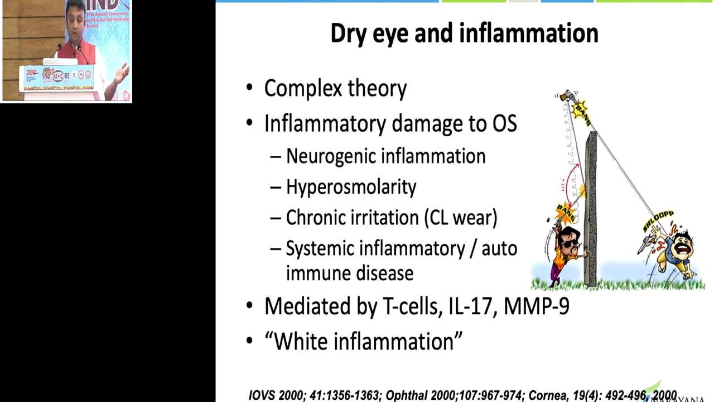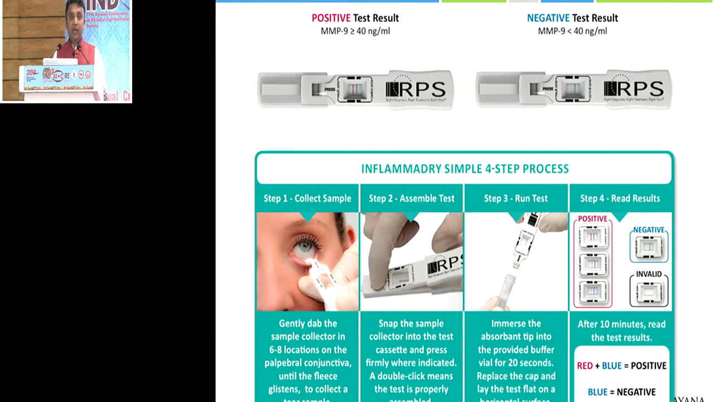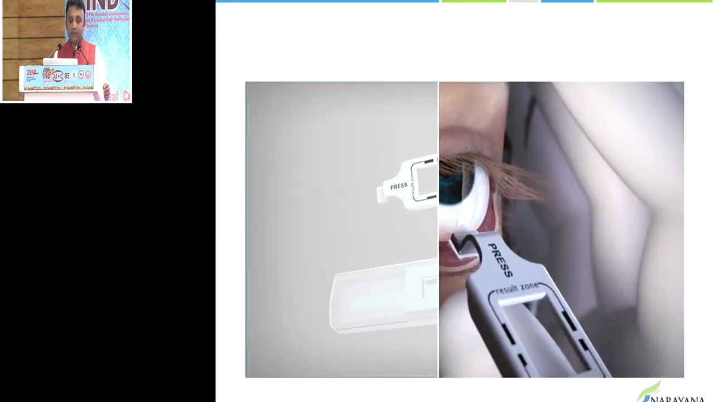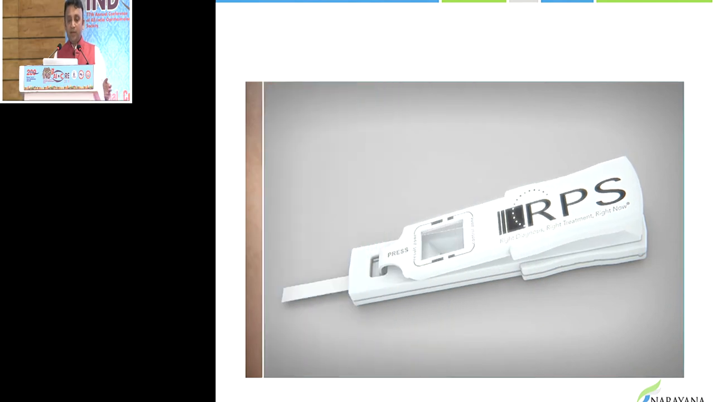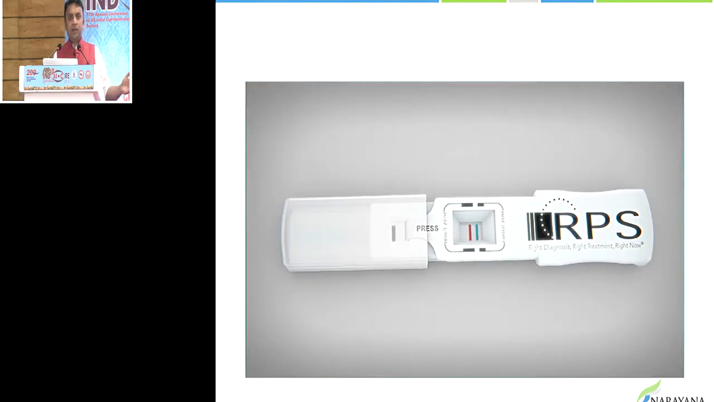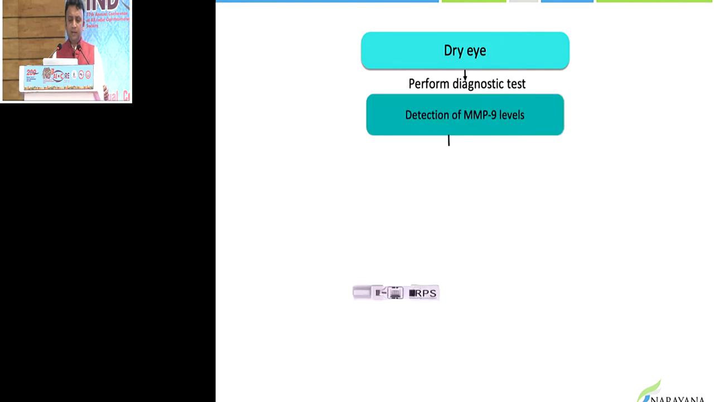Inflammation, Rushad told us about inflammation, and we know that there are now kits or devices which help us. So the lubricant part is over. I'm just touching up on what else I can use along with the lubricant. If you see a test like this, which tells you that you have a little higher MMP9 level, does it mean that it's sacrosanct and must be done in all cases? I won't say anything like that, but does it help?